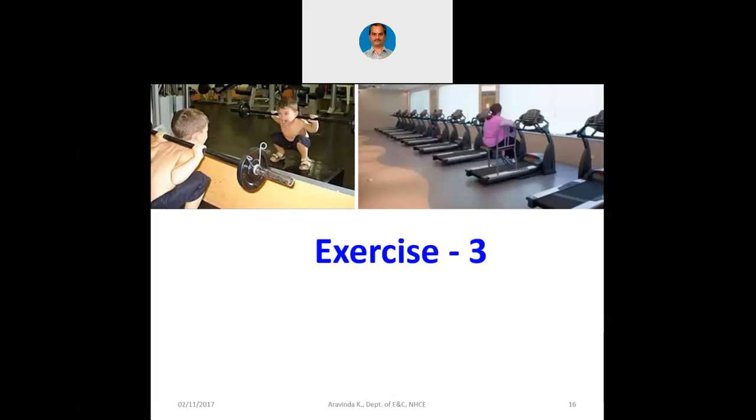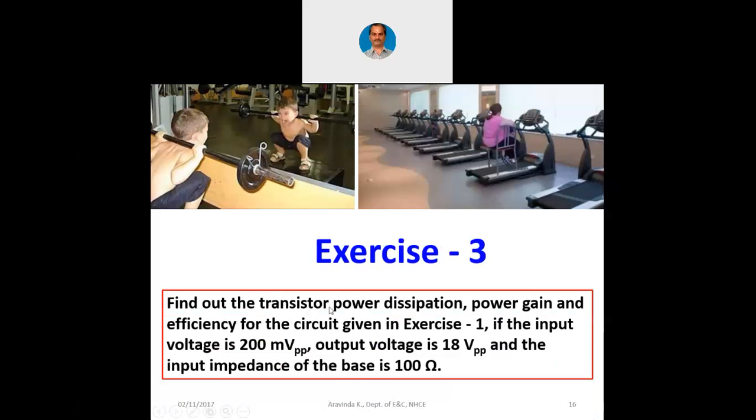Exercise 3 with the power amplifiers. Find out the transistor power dissipation, power gain and efficiency for the circuit given in exercise 1, if the input voltage is 200 millivolts peak to peak, the output voltage is 18 volts peak to peak, and the input impedance of the base is 100 ohms. Can my students note down these values and tell me the answer?